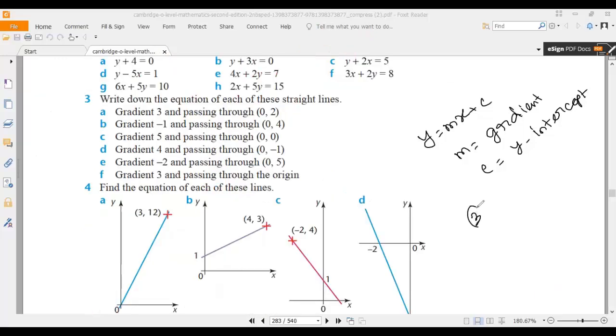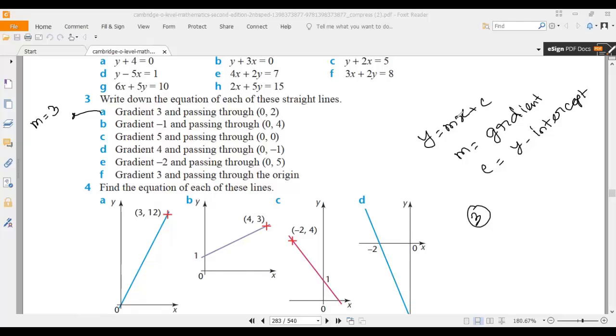Now question number 3 says, write down the equation of each of these straight lines. So we need to draw the straight line. So A, gradient 3, that means at question number A, m equal to 3 and this line passes through 0, 2. So how can we make the equation of this straight line?